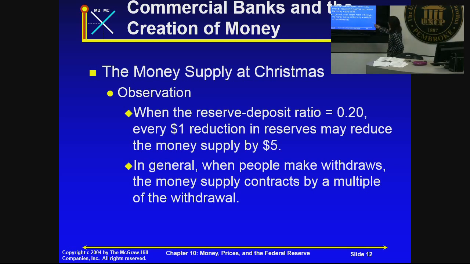In general, when people make a withdrawal, the money supply contracts by a multiple of the withdrawal, because we don't think about it like that. We just think about it linearly. We think about that $100 withdrawal. We're rich now. In our wallet, we have $100 more. But then in the bank, they're actually poorer by 5 times that 100.